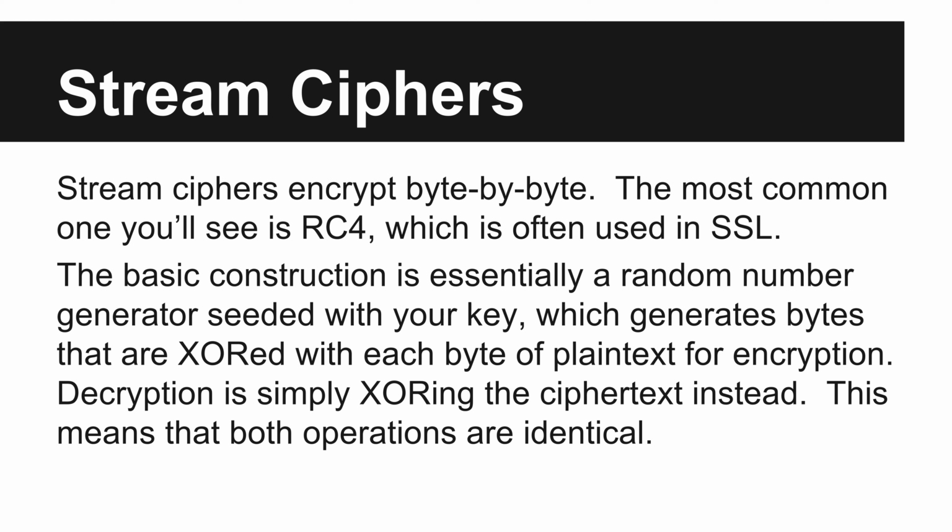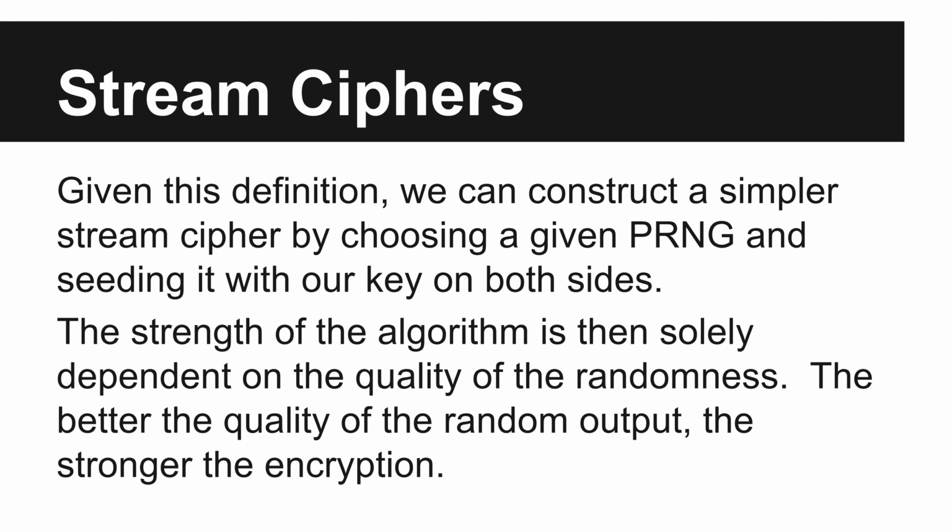The fact that stream cipher operations are identical for both encryption and decryption makes them substantially simpler than most other types of ciphers. Given this definition, we can construct a simple stream cipher by choosing a given PRNG and seeding it with our key on both sides. The strength of the algorithm then lies solely on the quality of the randomness. The better the quality of that output, the stronger our cipher.